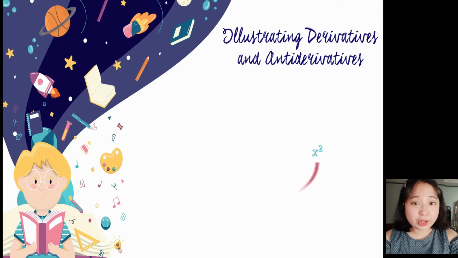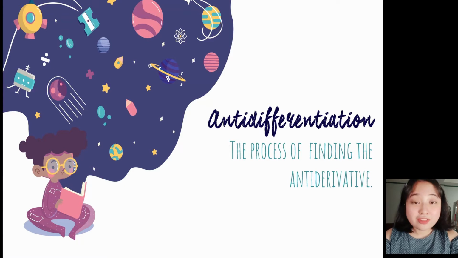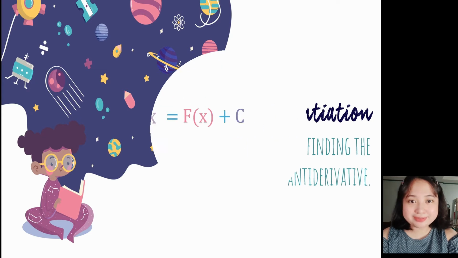Take a look at x squared. When we ask the question, what's the derivative of x squared? It's 2x. But when we reverse that question, what's the antiderivative or the integral of 2x? It's x squared plus c. C here is the arbitrary constant. As you can see, finding the antiderivative is a reverse process of finding the derivative. And the process of finding the antiderivative is called anti-differentiation.